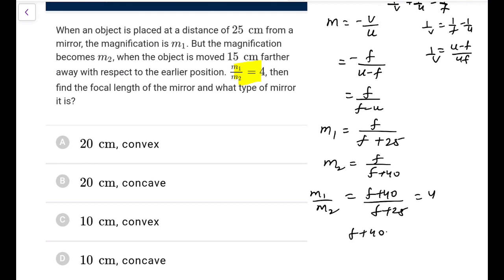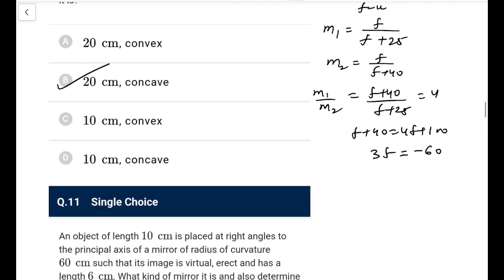So f plus 40 is 4f plus 100, so what we are left with is 3f equal to minus 60. That means the focal length is negative, 20 centimeters. Negative is for a concave mirror, so go with option B.